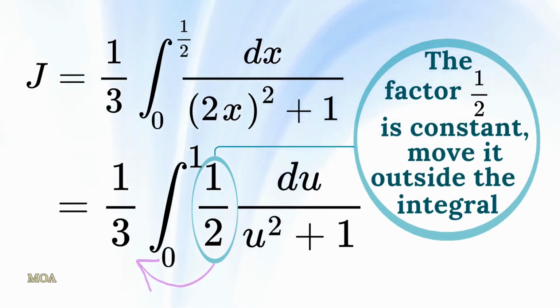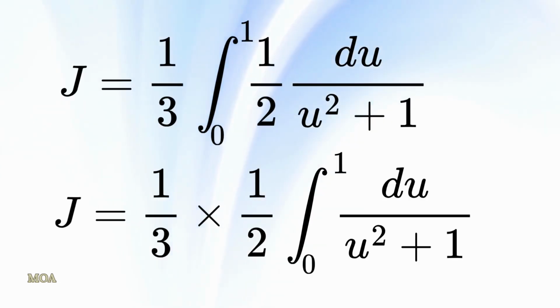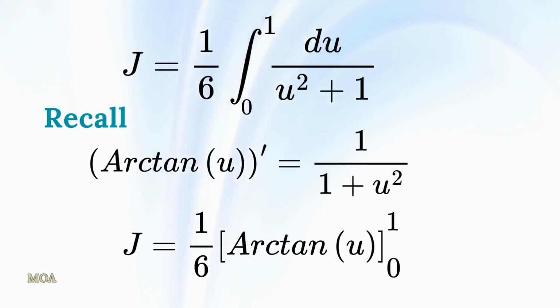Now substitute into the expression for J. J equals 1 over 3 times the integral from 0 to 1 of 1 over the quantity u squared plus 1 times 1/2 du. Since 1/2 is a constant, we move it outside the integral. This gives J equals 1 over 3 times 1 over 2 times the integral from 0 to 1 of 1 over the quantity u squared plus 1 du. Simplifying the constants, 1 over 3 times 1 over 2 equals 1 over 6.